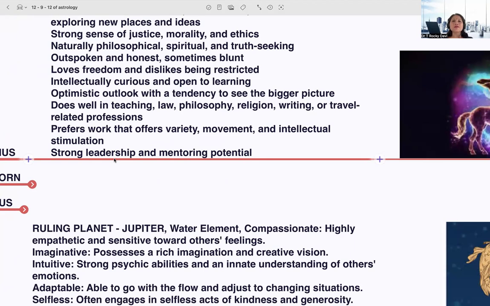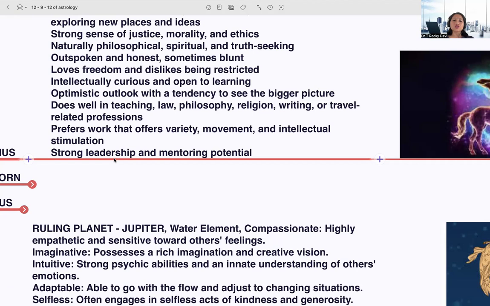So the person who has a Sagittarius Rasi or Sagittarius Lagna is outspoken and honest, sometimes blunt, and they love freedom and dislike being restricted. Intellectually curious and open to learning. And their optimistic outlook with a tendency to see the bigger picture will make them learn things very fast also. They do well in teaching, law, philosophy, religion. They are more spiritual also. Writing or travel related professions also suit them. They prefer to work where it offers variety, movement, and intellectual stimulation.